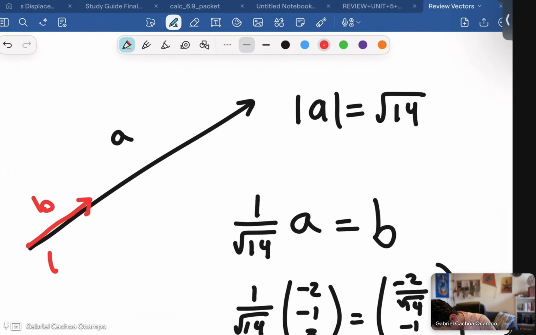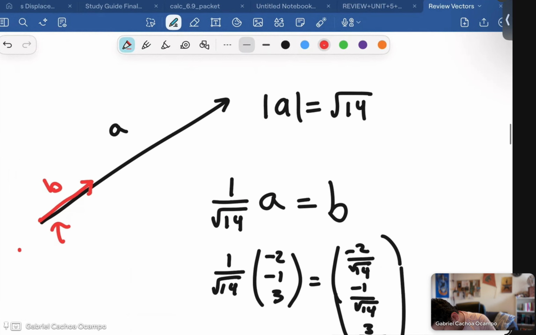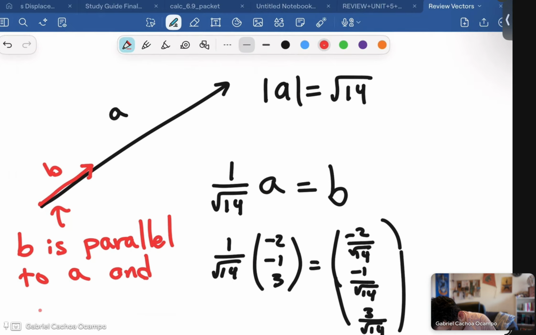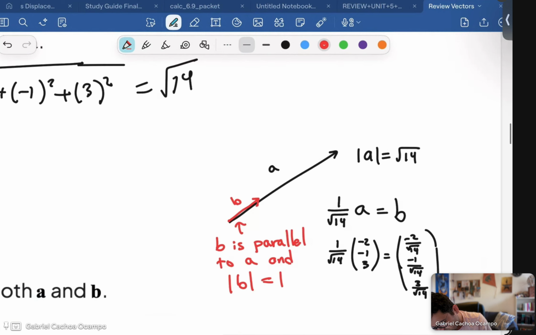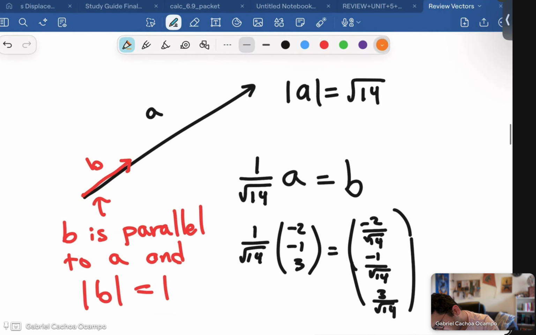So B is a vector parallel to A, and the magnitude of B is 1. Do you agree? You can check this using the magnitude formula. It makes sense that if I take A and shrink it by its magnitude, I get a vector with length 1 in the same direction. But that is not what this problem is asking. It is asking me for a vector of length 7. So what do I do to get a vector of length 7?